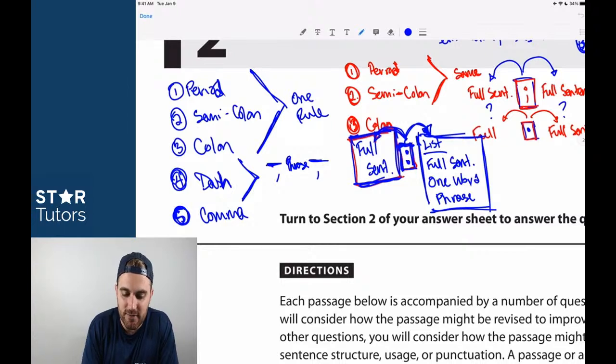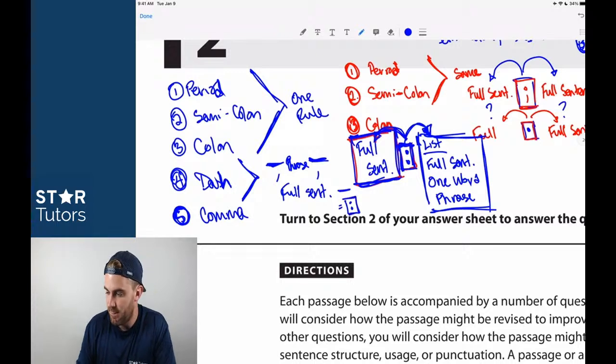So a dash can have a phrase. That's the first rule, right? Just like two commas. Okay, or a dash can actually also replace a colon. So you can have a full sentence followed by a dash, and then something else. So it's equal to a colon at some points. Is that cool?